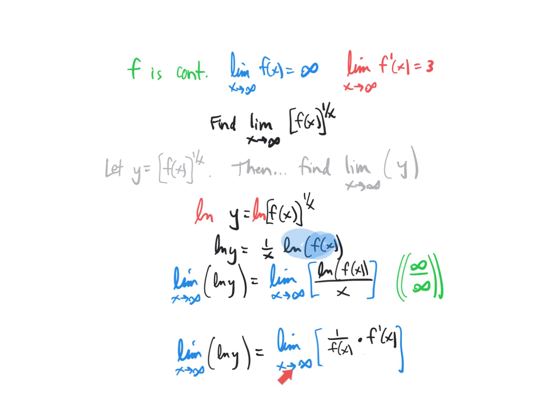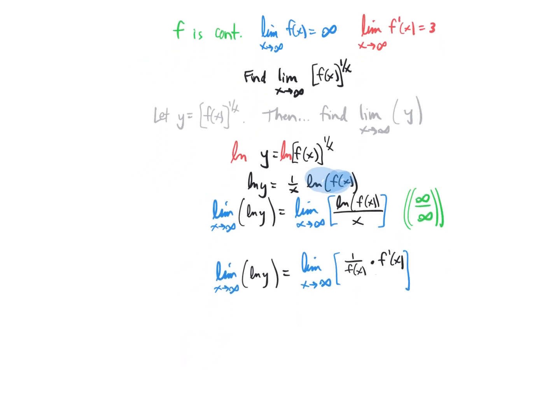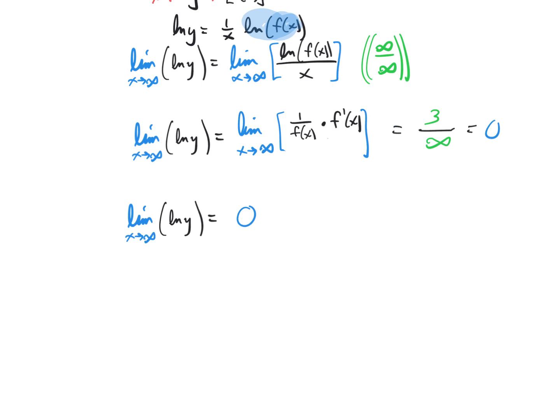The limit as x approaches infinity of f of x is infinity. The limit as x approaches infinity of f prime of x is 3. So we have 3 over infinity, and 3 over infinity is approaching 0. So we have the left side is equal to 0. Next, we're going to solve for y. Exponentiate both sides.